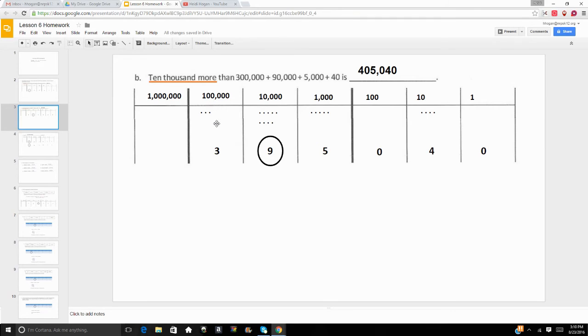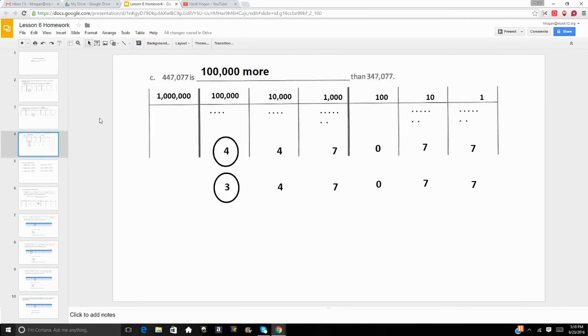So this one was a little tricky because it's actually 405,000 because we read the whole period together, 405,040. So it's important to use a place value chart because that does tell you, well, I had 9, oh, I have 10, I need to move to the next place. So it's important to use your place value chart.